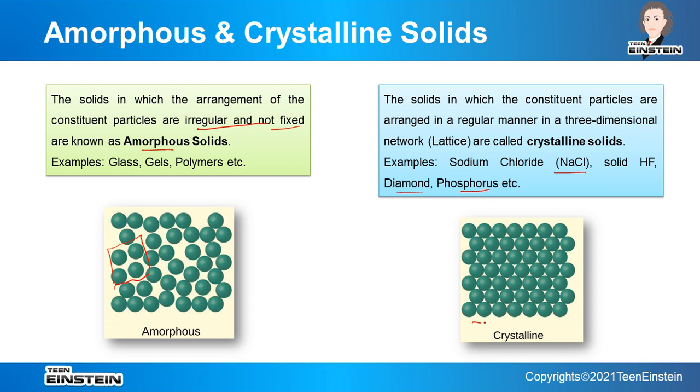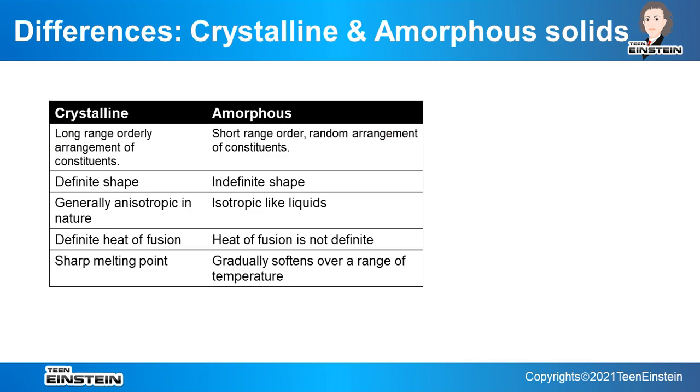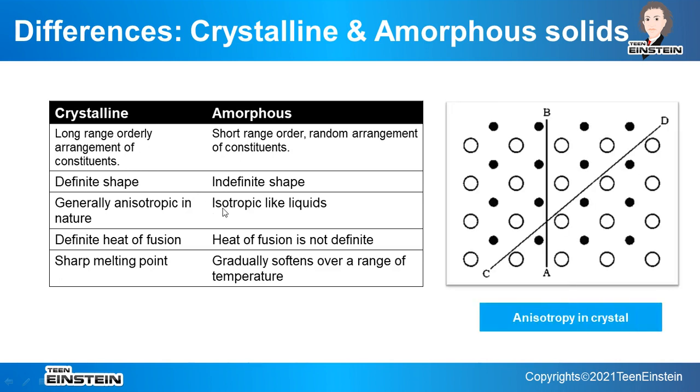So from the picture it is clear that here the arrangements are very ordered, and you can also find that here spaces are very large, but here spaces are very small, that is, packing is very tight in case of crystalline. Now the two types of solid have some differences. So here we have all the main points. So when it is crystalline, there is long range orderly arrangement.